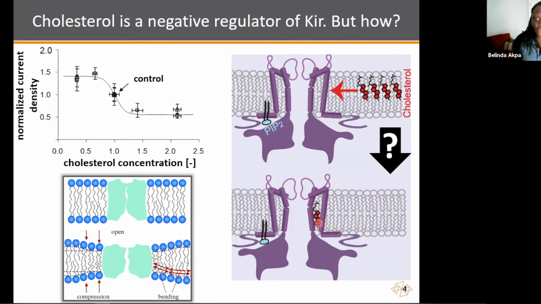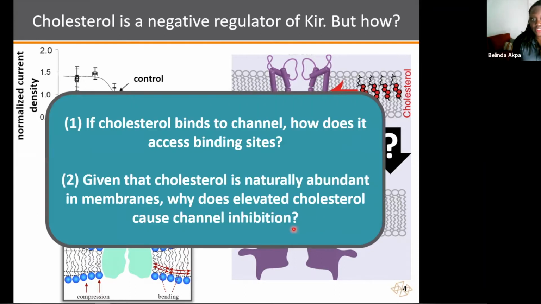We think it's going to interact with the channel. The next question we want to ask is, where is it interacting with the channel? What is the binding site? And then what are the consequences to channel function of binding to that site?